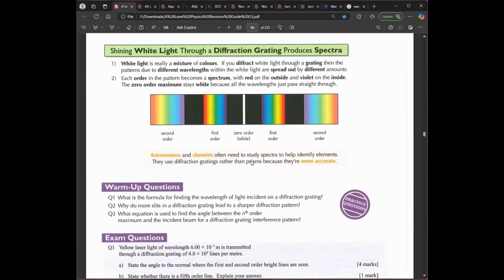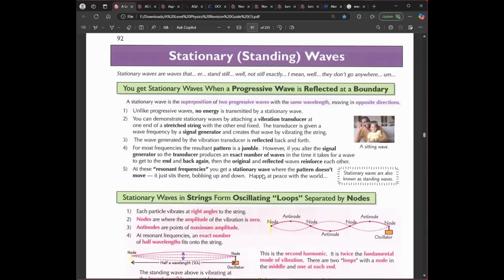All right. Astronomers and chemists often need to study spectra to help identify elements. They use diffraction gratings rather than prisms because they're more accurate. Okay. All right. Never mind.